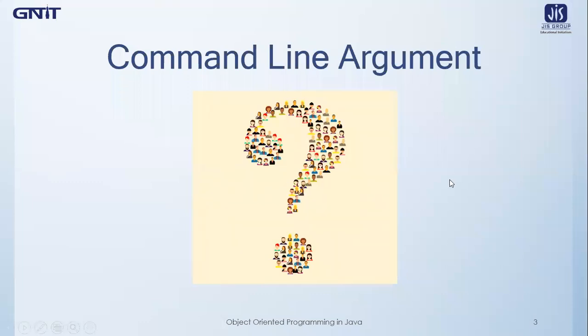Sometimes it may happen that you want to pass information or data to a program when you run it or execute it. This can be accomplished by passing command line arguments to the main method. A command line argument is basically the information that directly follows the program's name on the command line. That means when it is being executed.